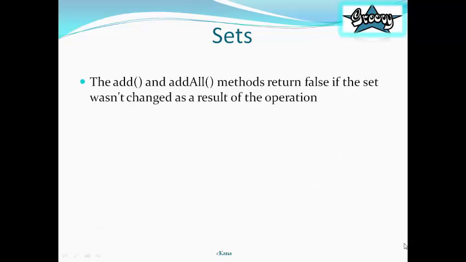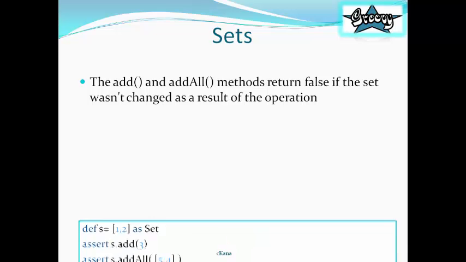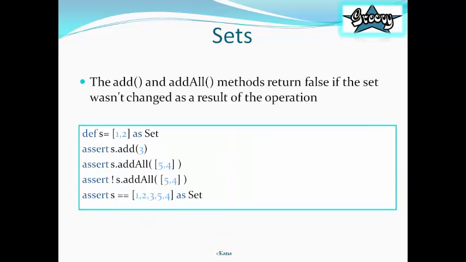Furthermore, the add and addAll methods return false if the set wasn't changed as a result of the operation. We have a set where 1 and 2 are its elements, then we add 3, then we add 5 and 4, and then we see it returns false if they were not added. So we see in the end that yes, they were added.